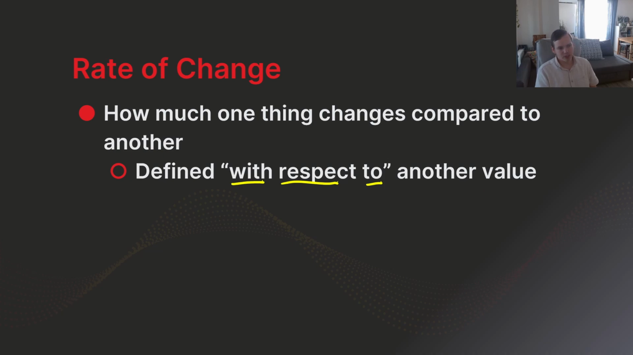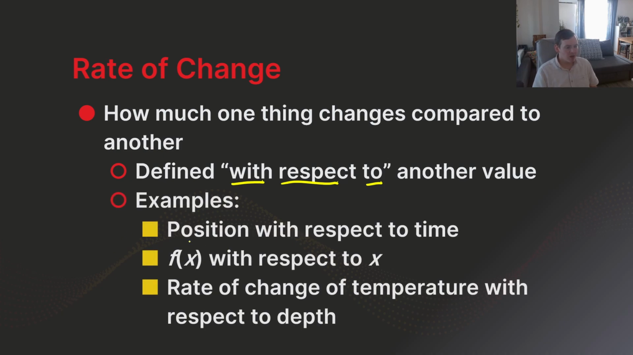So let's look at 3 examples to put that in context. We can have the change in position with respect to time. So this is saying how much does my position change as my time changes. So every 1 second, how much does my position change? If I wait 5 seconds, how much does my position change? That's a rate because I'm looking at how much the position changes compared to how much time changes. What we'll look at mostly in this class, our standard, will be how much the function f of x changes with respect to x. So if x increases by 1, how much does f of x increase? If x changes by 10, how much does f of x increase?